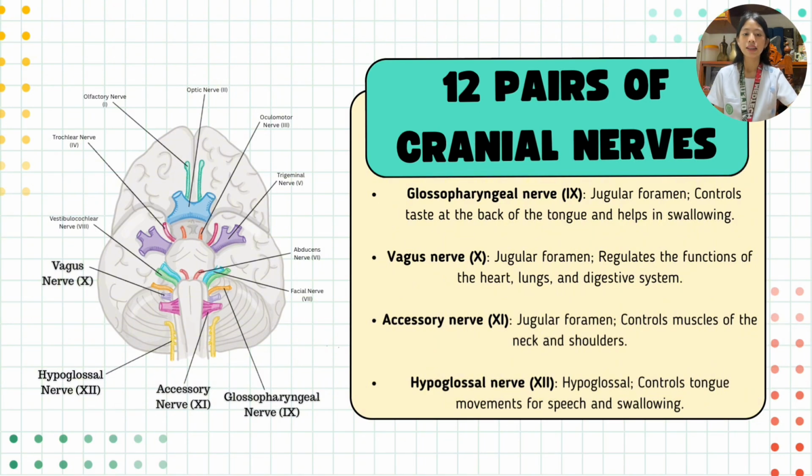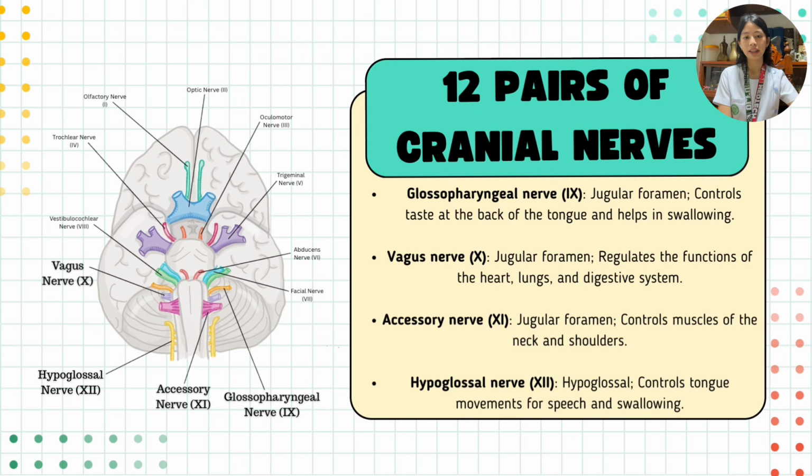Then, the accessory nerve. It is located in the jugular foramen and controls muscles of the neck and shoulders. Just like when you shrug because you don't know the answer or when you turn your head to look behind you. And lastly, the hypoglossal nerve.